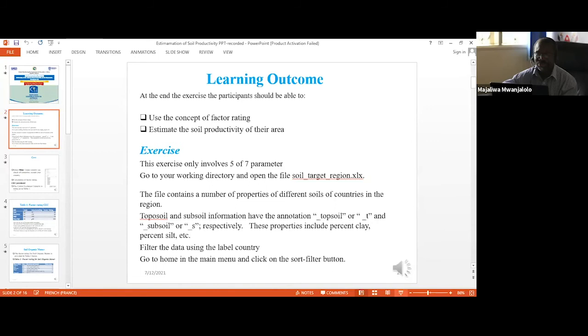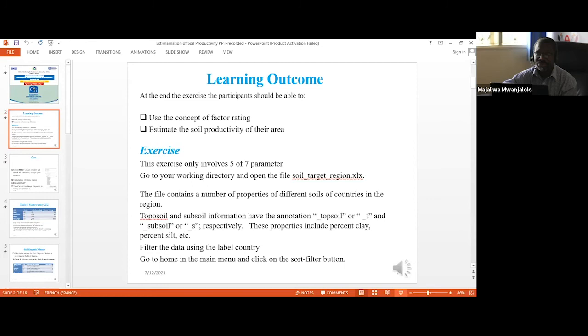So basically, as we put as a learning outcome, it is for people to use the concept of factor rating. Those who have used suitability assessment will understand this approach easily, but the aim is basically to have an idea of what is behind the model anyway.